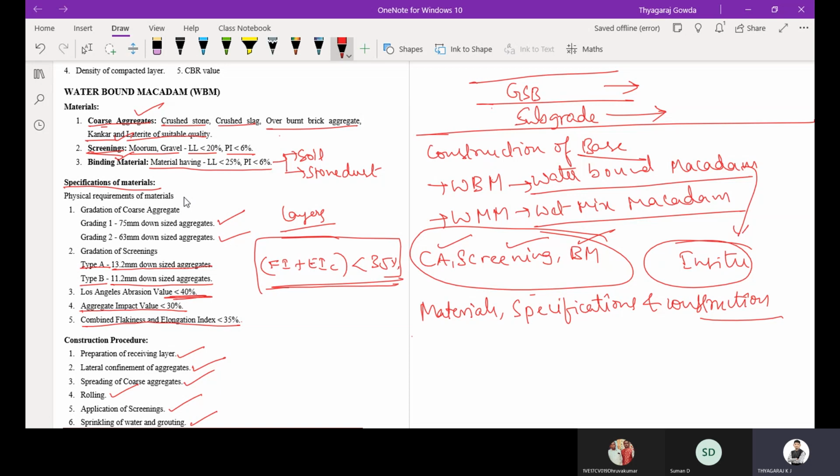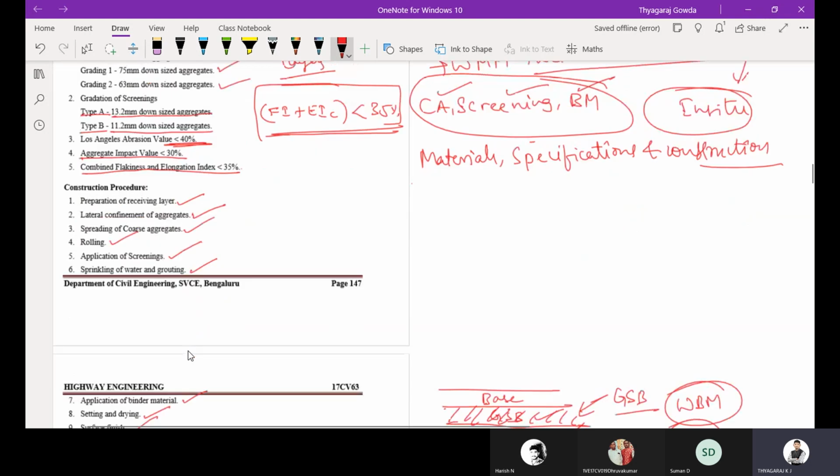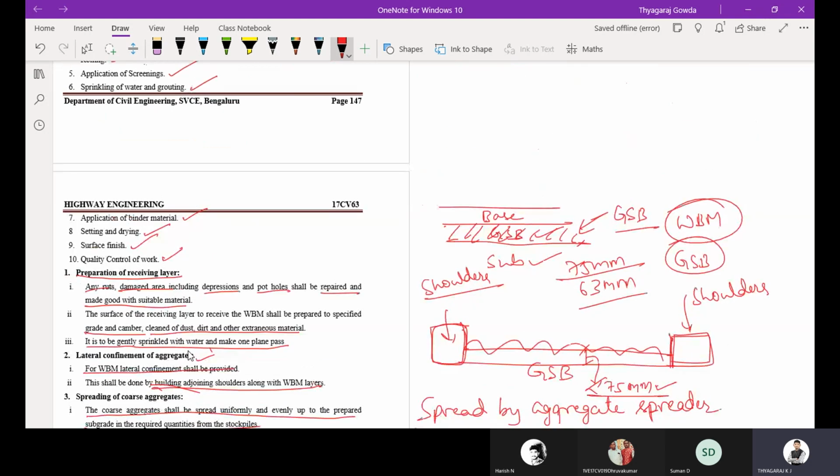Then the construction procedure: preparation of receiving layer, lateral confinement. I told why we provide lateral confinement: since it is a non-plastic layer, when we roll the aggregates there will be segregation of aggregates. To avoid that, we provide lateral confinement. Then comes spreading of coarse aggregate using a mechanical spreader. Then rolling, application of screenings, sprinkling of water and grouting, application of binder material, setting and drying, then surface finish. Then comes the quality control of work.